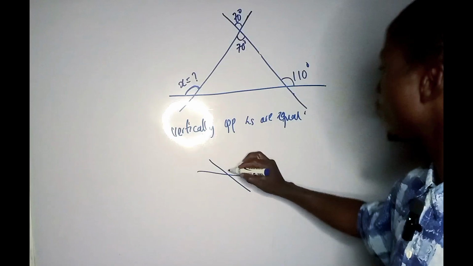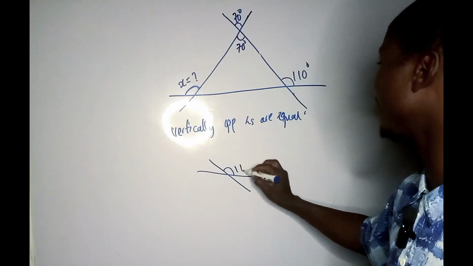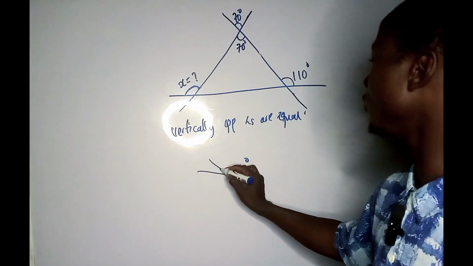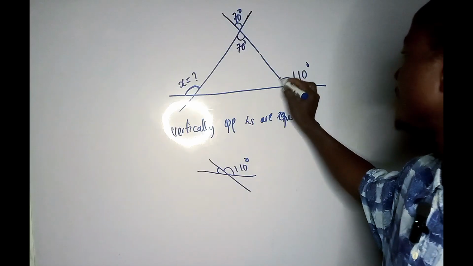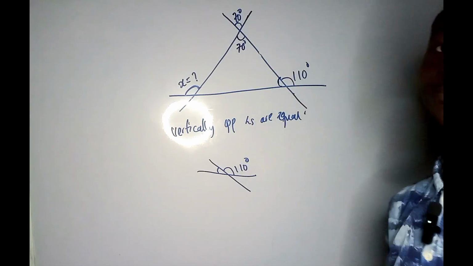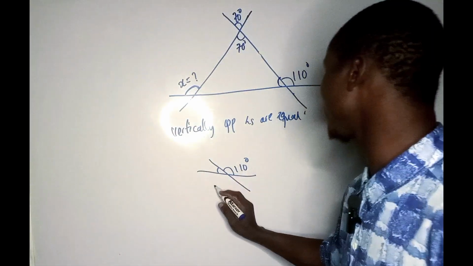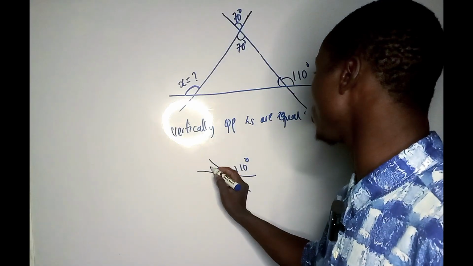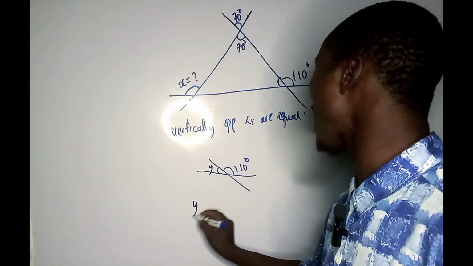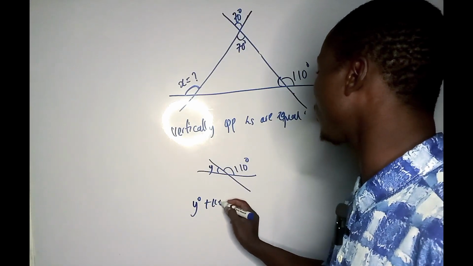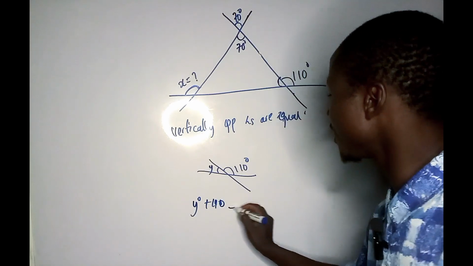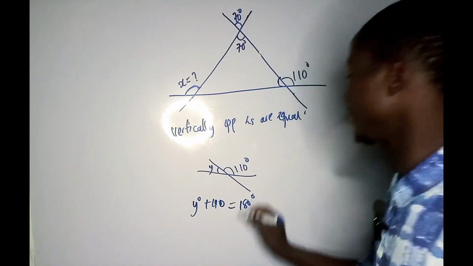Angle go like this. We have here to be what? 110. Then we don't have here, which is this place. To get this small side here, what do we do? We can give it to be angle y. Then we can say y degrees plus 110 degrees equals 180 degrees.